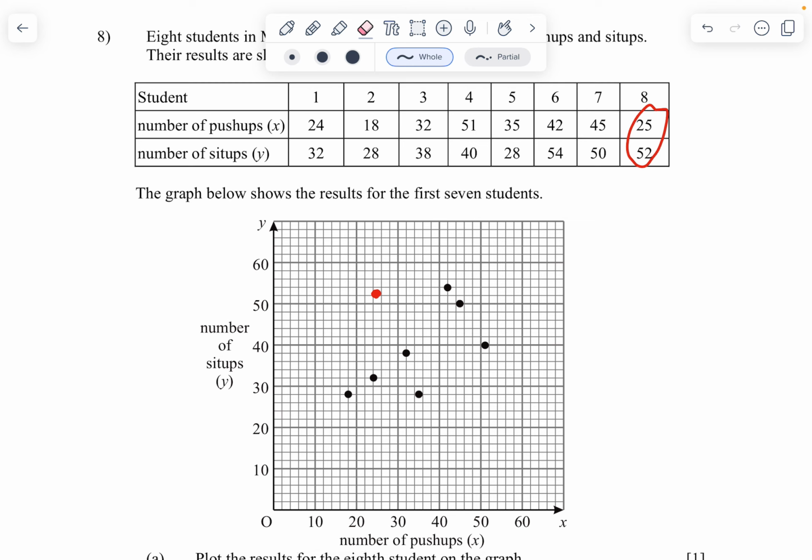Plot and label the mean point M of the scatter diagram. So we can find it using the mean. When I calculate the mean, I will be getting the mean as (32, 40). This is going to be the mean point, the scatter diagram mean.